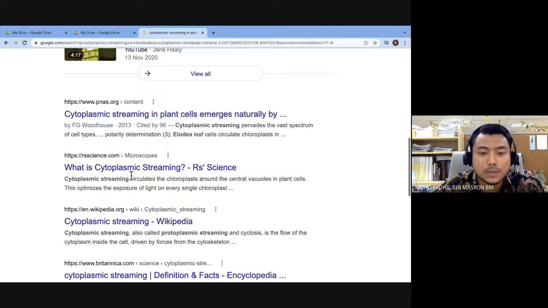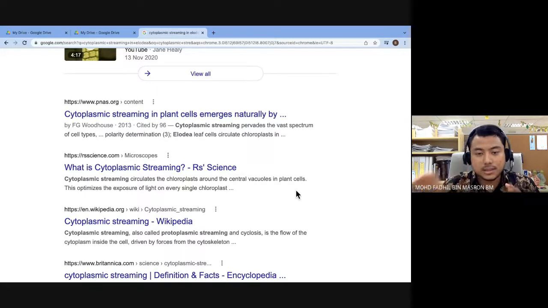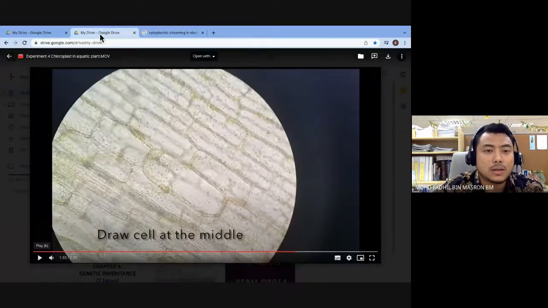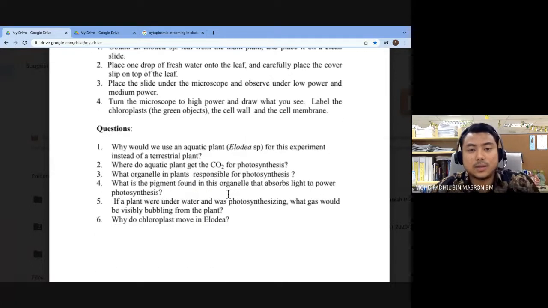What is cytoplasmic streaming? Cytoplasmic streaming circulates the chloroplast around the central vacuole in plant cell. So maksudnya cytoplasmic streaming ni menggerakkan, circulates the chloroplast sekitar central vacuole. Sebenarnya kat tengah-tengah plant cell tu ada vacuole yang sangat besar. So now we move on to the question discussion over here.